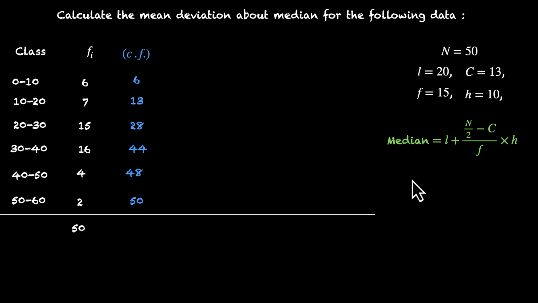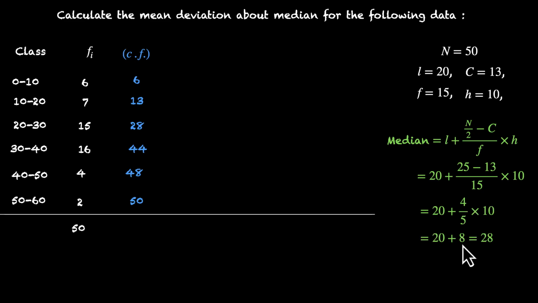So let's do that. Our median is going to be L is 20 plus n is 50, 50 by 2 is 25, minus C is 13, divided by F is 15, times H is 10. This is 25 minus 13, 12. 12 by 15 is 4 by 5. So this is 20 plus 4 by 5 of 10. This is 2, 4 times 2 is 8. So our median is 20 plus 8. That's 28. So using this formula, we've figured out what the median is.